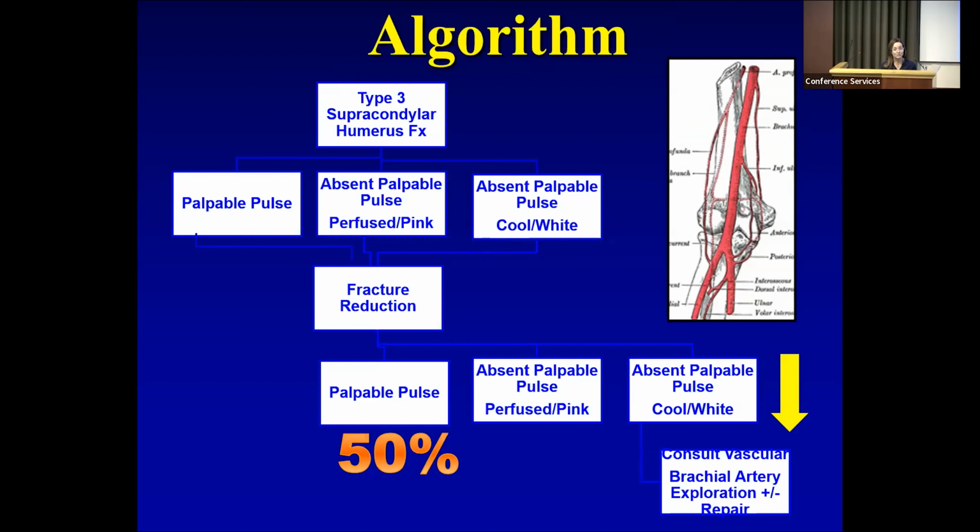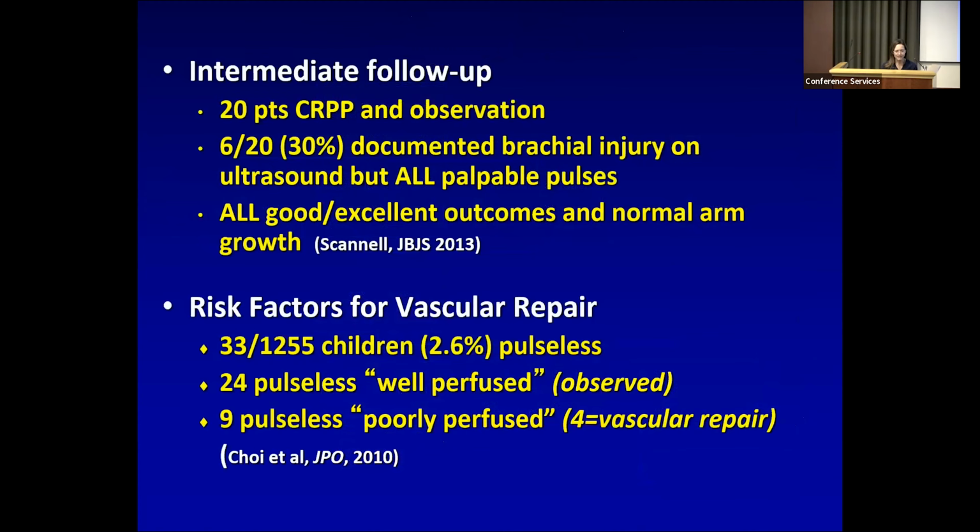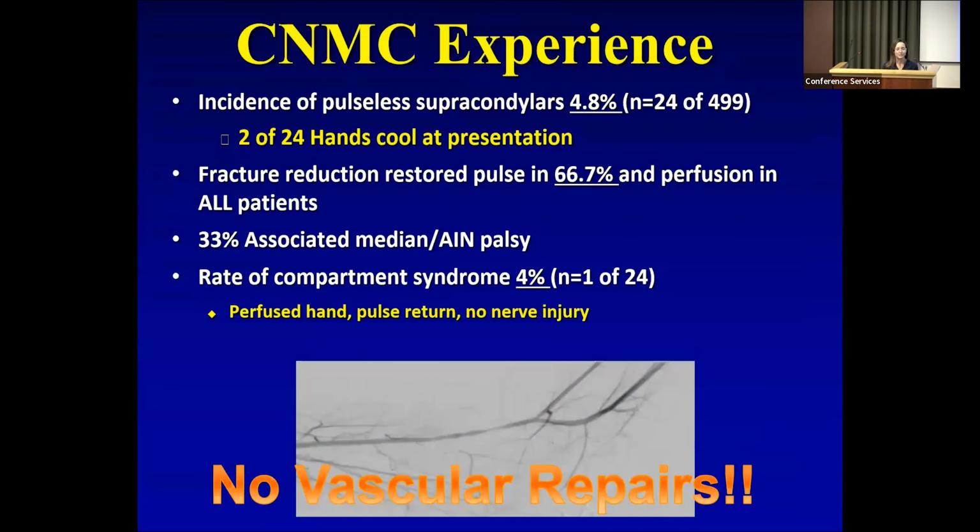The patients who do not get a pulse back and have signs of ischemia, the hands white, pale, cold in the operating room, those are the patients that might need some type of vascular repair. But again, those are few and far between. When we look at our experience, and I'm going to skip over some of this literature because you don't really need to know that, we had like 500 operatively treated fractures over a 5-year period before I started here that we looked at.